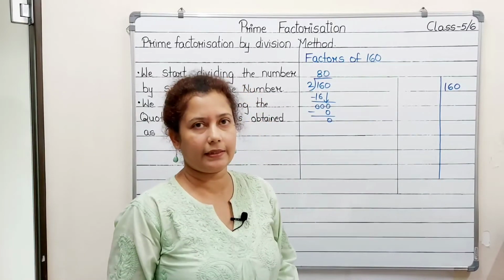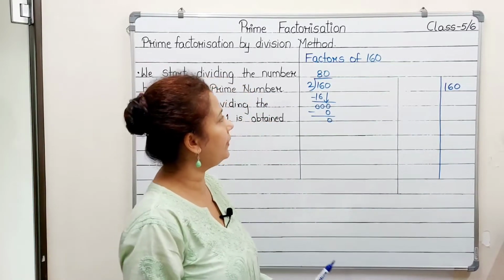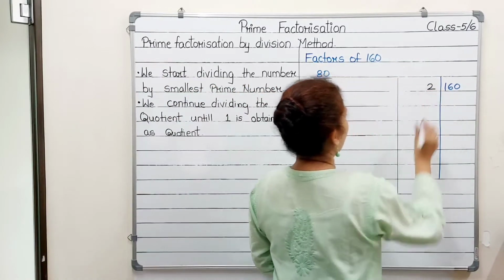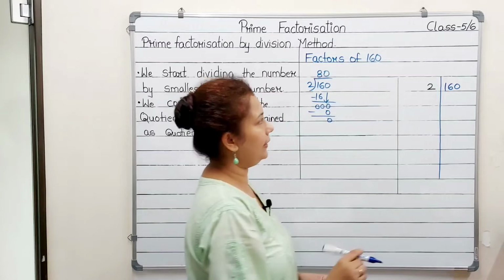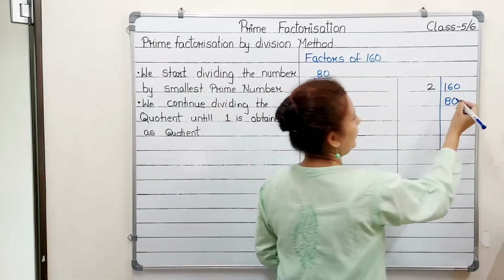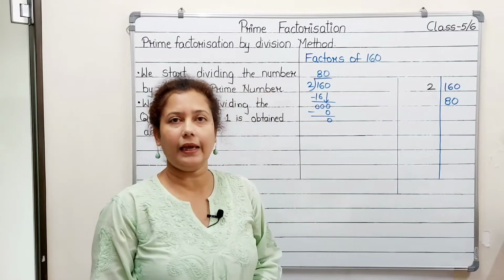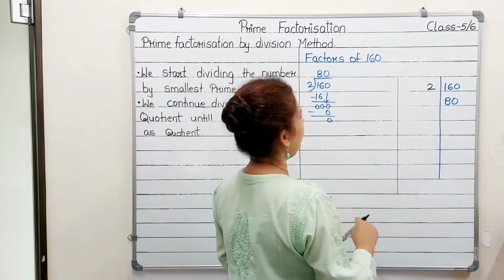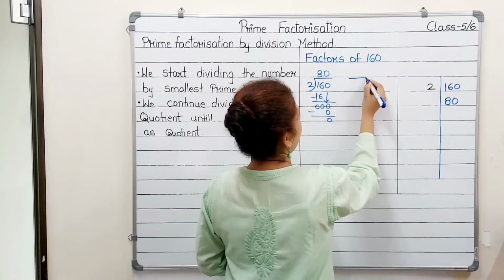So here 80. So what we will do? We will write 2 on the left side of the number and the quotient which we are getting we will write on the right hand side below the given number. Again 80 is divisible by 2. So here we will divide 80 by 2.